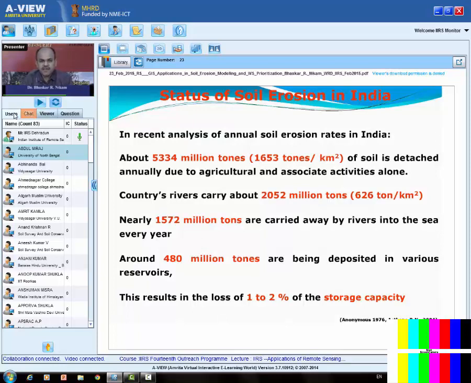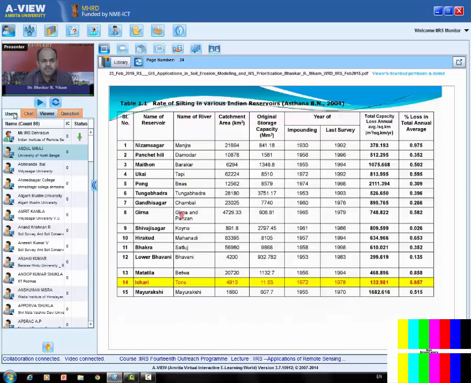Just to see the Indian scenario, about 5,334 million tons of soil is being detached annually due to agriculture and associated activities in India. The country's rivers carry around 2,052 million tons of soil every year to the ocean. Nearly 1,572 million tons is carried to the ocean, and the remaining is deposited into the reservoirs. We'll see in a coming slide what is happening to the reservoirs. Around 480 million tons of soil is being deposited in various reservoirs, due to which we are losing 1 to 2% of storage capacity of each and every reservoir.